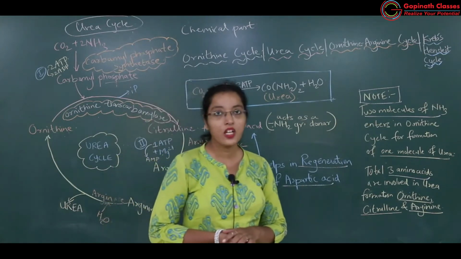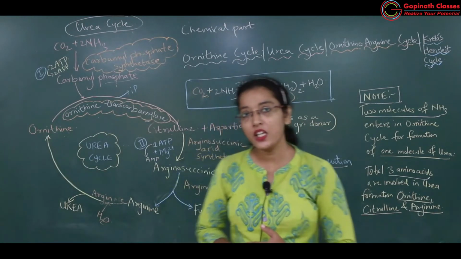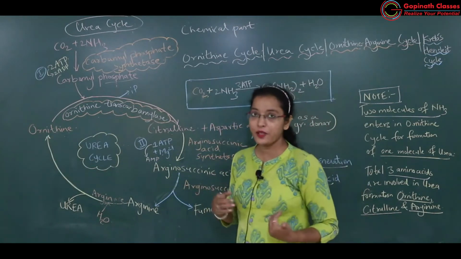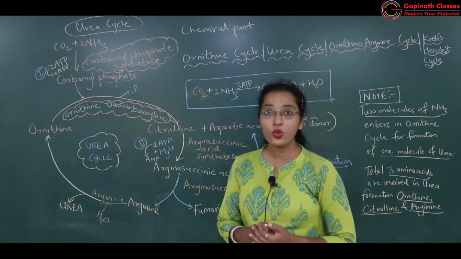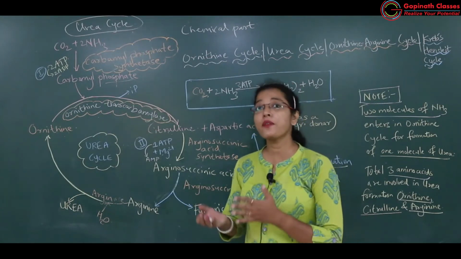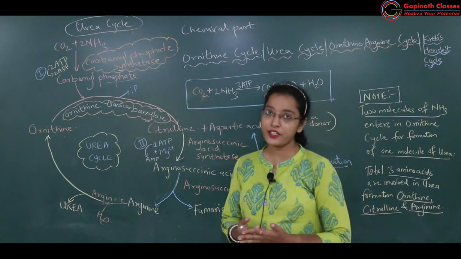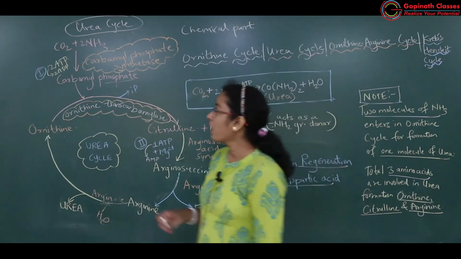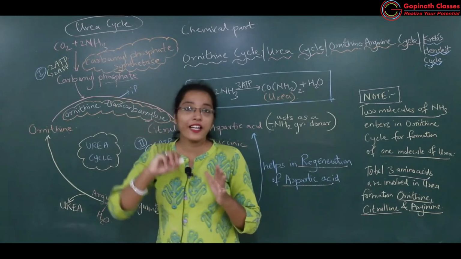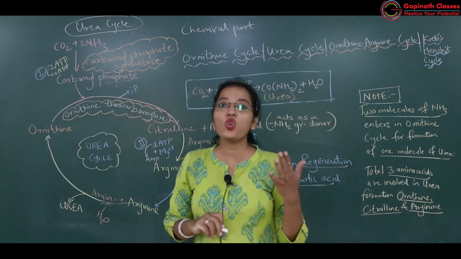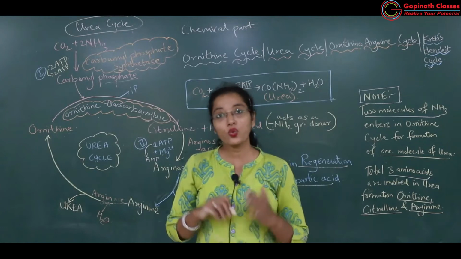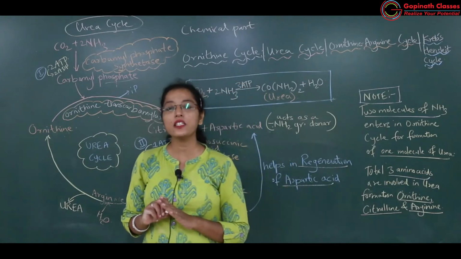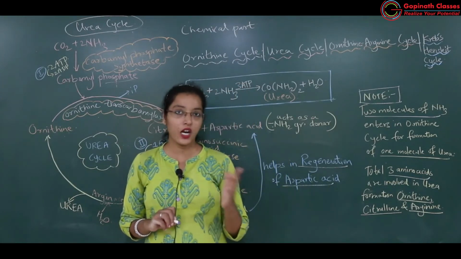Okay, got it? So now let's study step by step how urea is formed, which are the enzymes, and how many ATP molecules are needed for formation of urea. Firstly, where will the reaction start? In the mitochondria of the liver cells. So in the mitochondria of the liver cells, the urea cycle will start.